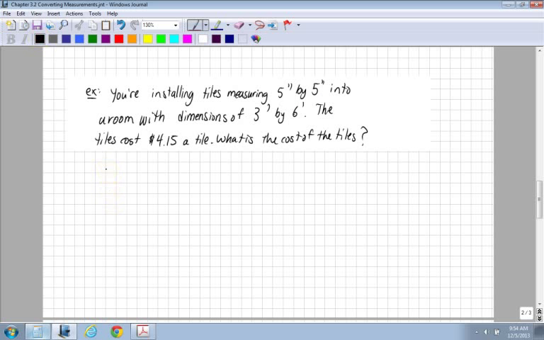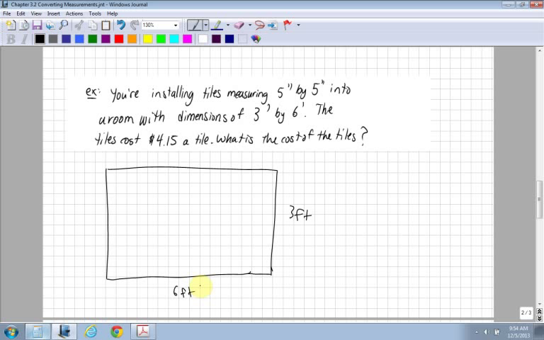So I have this room. Good idea to draw a picture. I always draw pictures to help me out. So I have a 3-foot room by a 6-foot room, and each of my tiles is 5 inches by 5 inches. Now, what I want to do probably is convert the feet to inches, because then it's easier to divide. And I want to be dealing with areas, because that will help me. And you can see right away, well, if I figure out what the area of this is, divide by the area of each little tiny tile, then I can figure out how many tiles there are, and then just multiply by my cost. That's the goal.